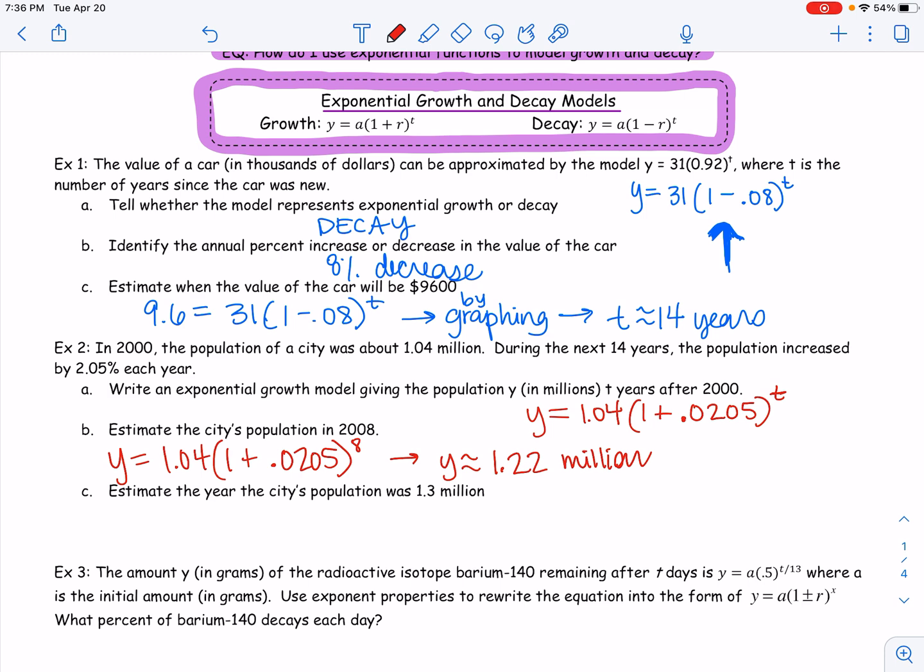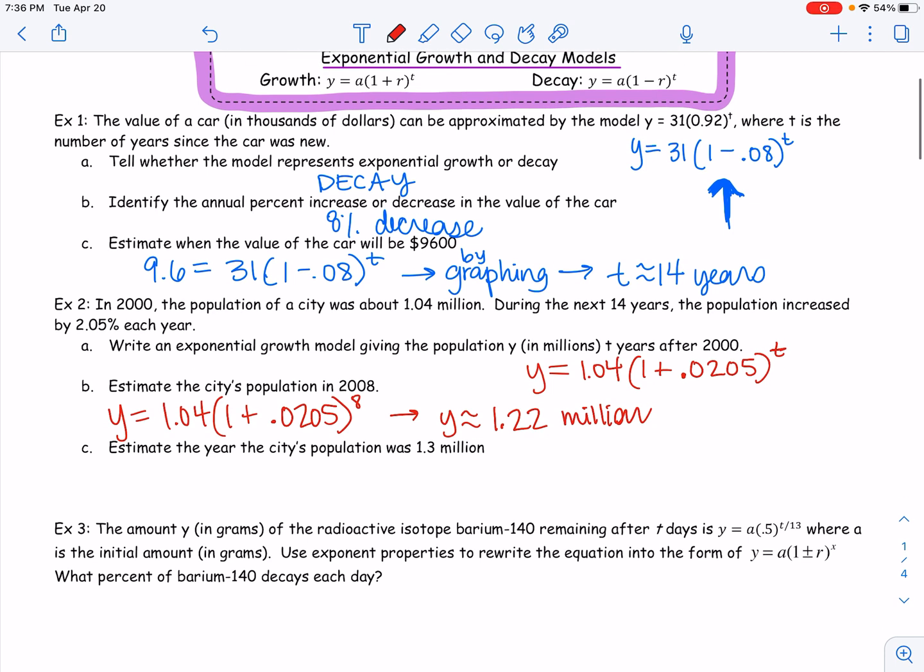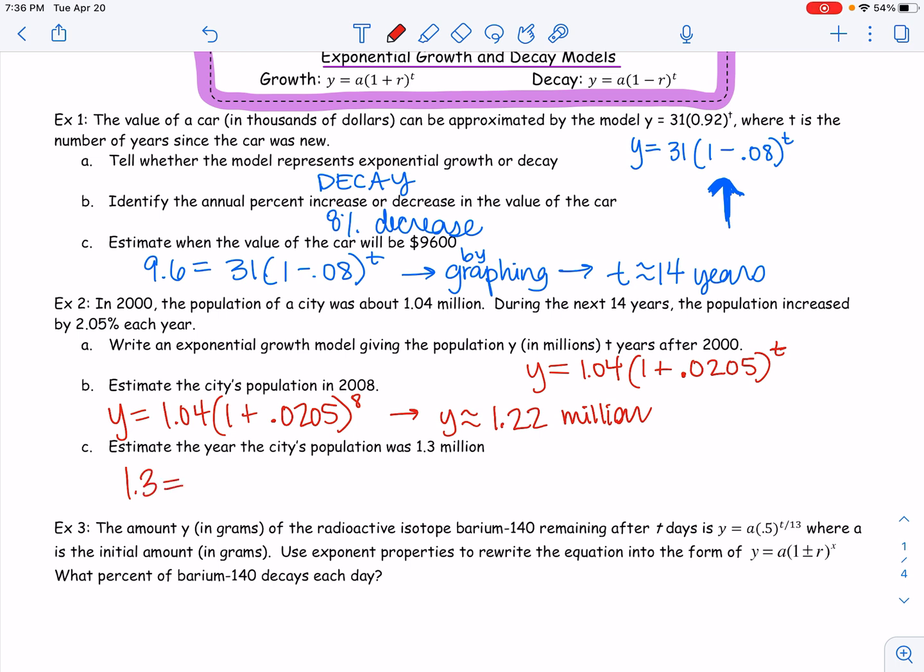And then the last problem is kind of the opposite. It says, what's the year that the city's population was 1.3 million? So now they're giving you the y value, 1.3, and that's equal to the initial amount times the growth times the rate, or plus the rate. Now we are solving for that t. So now we're back to this same exact problem we had earlier, where I can't solve that algebraically just yet. So I'm going to graph that.